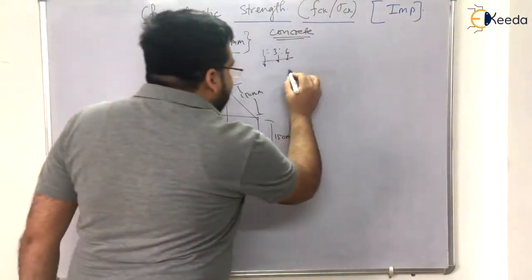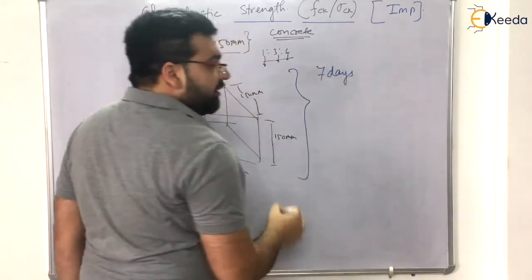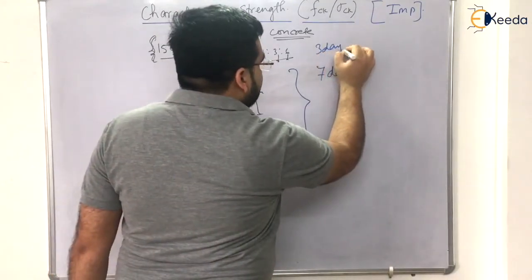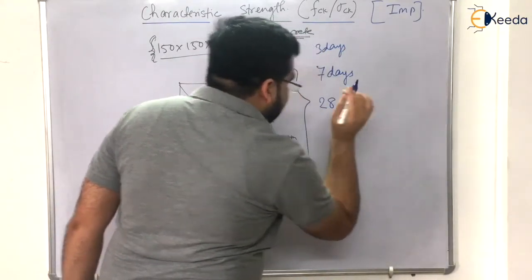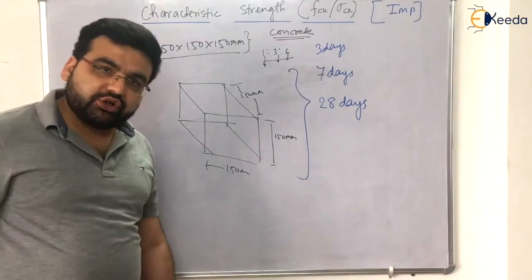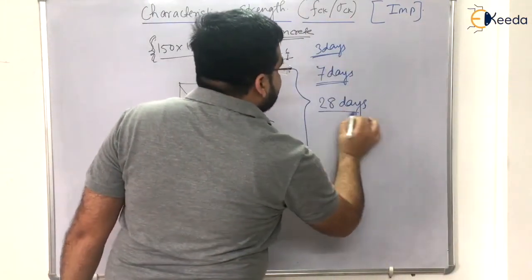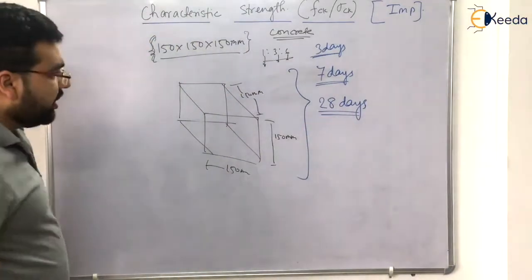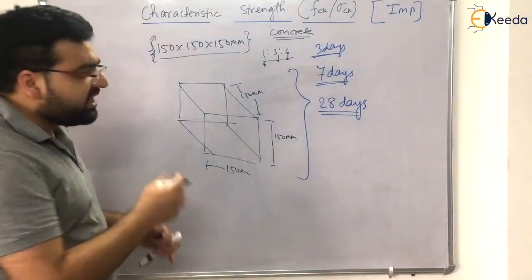Now you will check its strength, first of all after 3 days, then 7 days, and then after 28 days. That's what you do normally. We check 3 days strength, 7 days strength, and the 28 days strength. Do you think we only make one mold? No, that's not the answer. We make n number of molds.